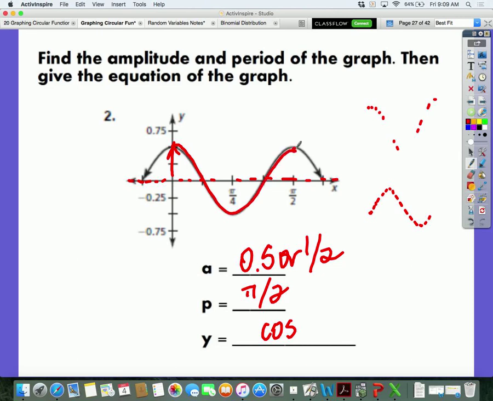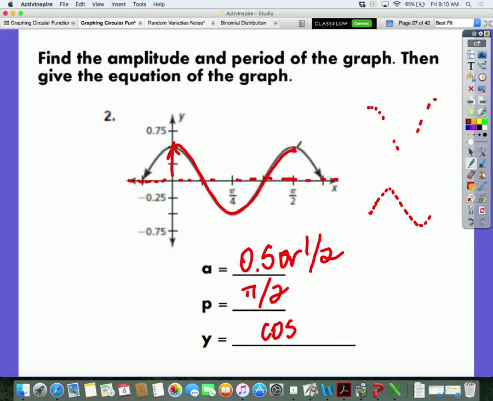Okay? Another way you can look at it for your period, the distance from max to max, or the distance from min to min. Or say they only give you half of the curve, they give you a max and a min. You can figure out that distance from max to min and then just double it to get the period. Because sometimes they'll do that. They won't give you a full cycle, they'll only give you half a cycle, and all you have to do is just double it. Okay?